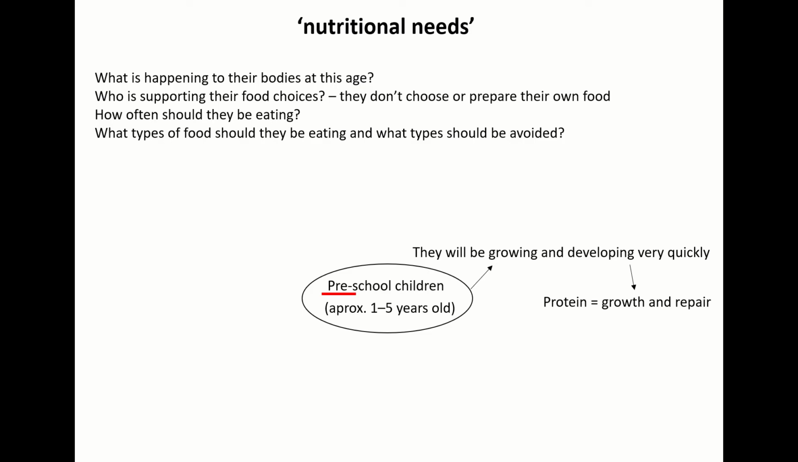Another thing that grows quite quickly within a child is their skeleton, their bones. Something else we would need to help with this is calcium, as that assists with bone formation and helps with strong and healthy bones growing. Okay, so this is the kind of thing that you need to be thinking about. So with the first question, what is happening to their bodies at this age? They're growing and developing quickly. That then leads you to the nutritional needs that they would need protein and they would need calcium.